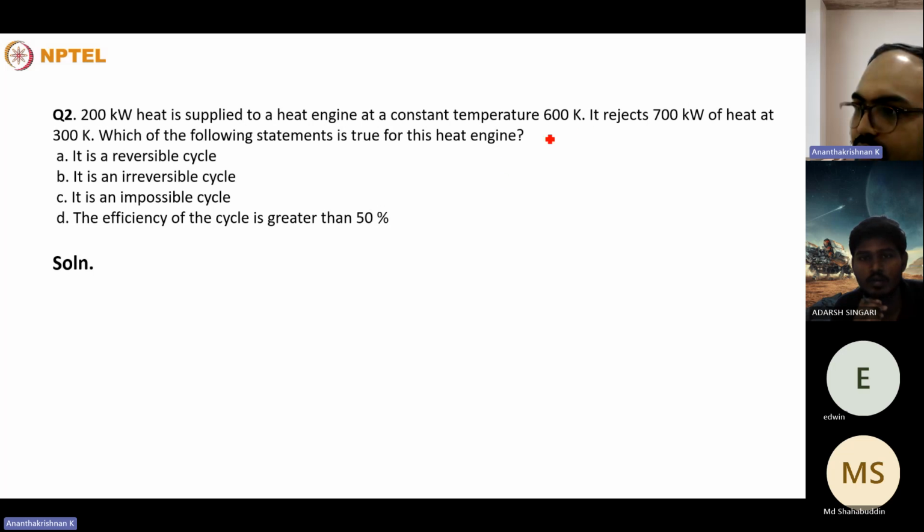Beg your pardon, there's a small correction. This is 1200 kilowatt supplied to a heat engine at a constant temperature of 600 Kelvin. It rejects 700 kilowatt at 300 Kelvin. So this is a small correction. This is 1200 kilowatt.